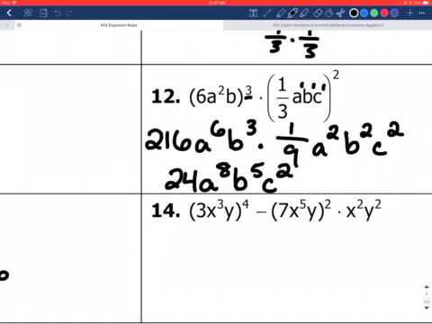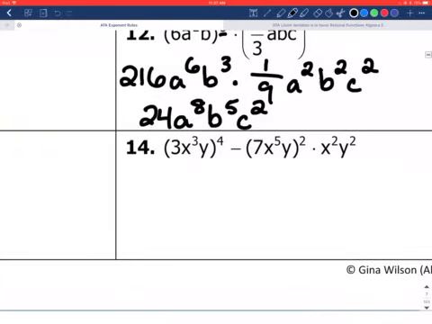And lastly, number 14. You have 3x cubed y raised to the fourth power. Feel free to pause this video whenever you need. So 3 to the fourth power will be 81. And then we will multiply our exponents.